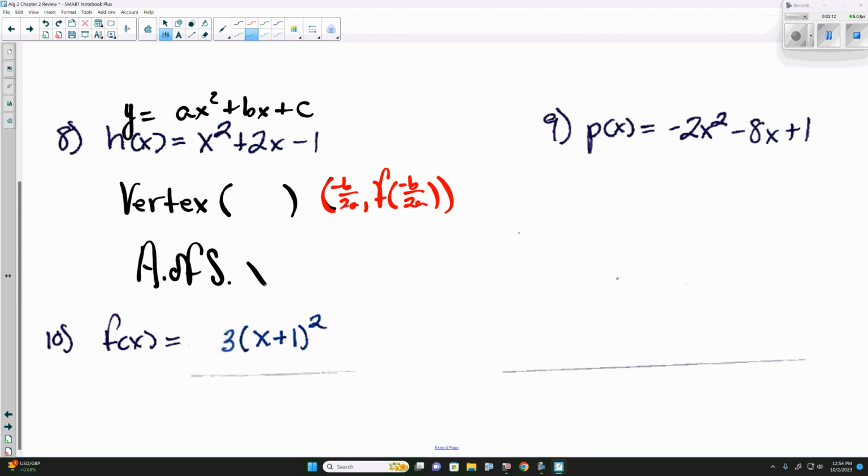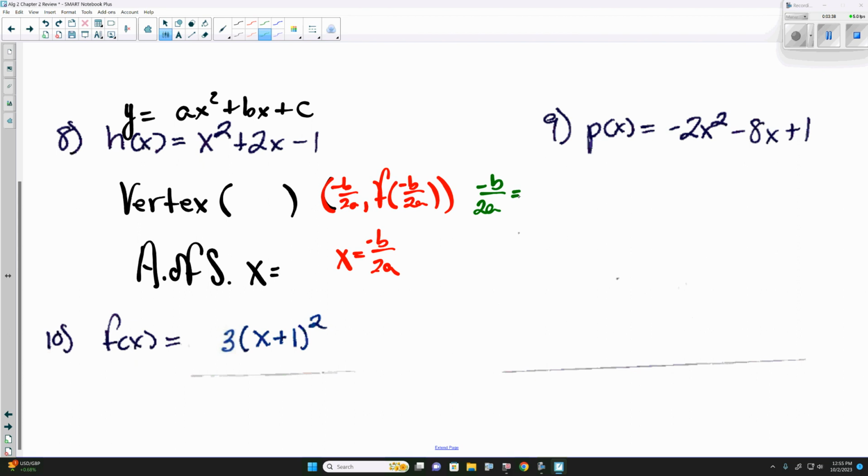And the axis of symmetry is x is equal to negative b over 2a. Now the negative b over 2a, the general form is located in your review sheet. It's in the back on the last page.